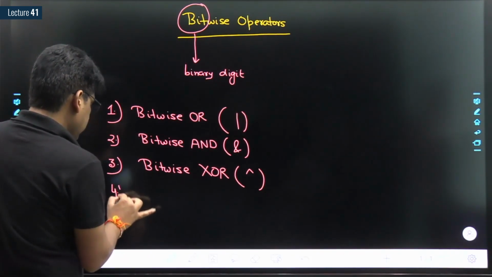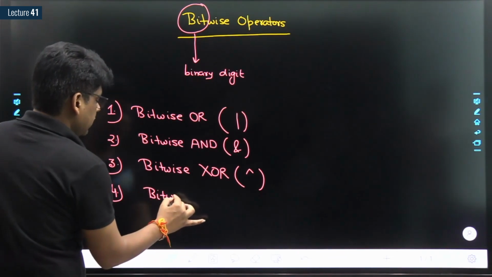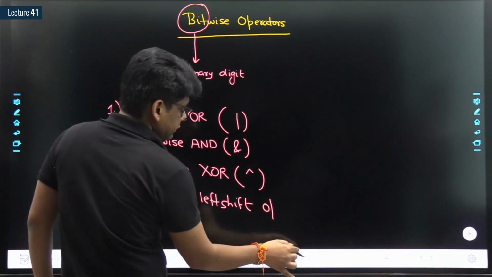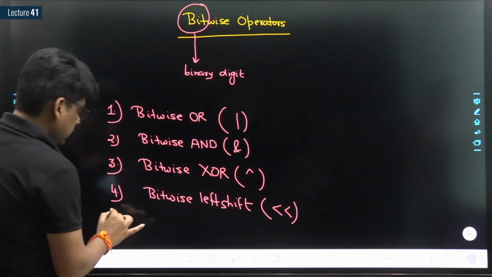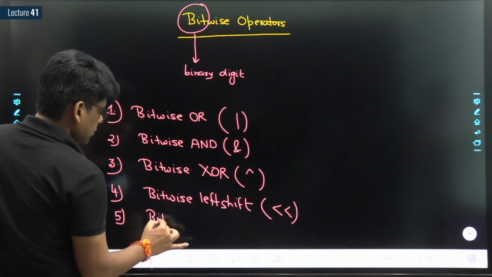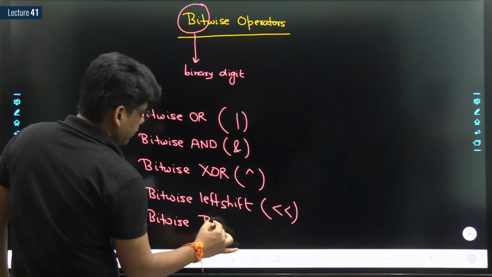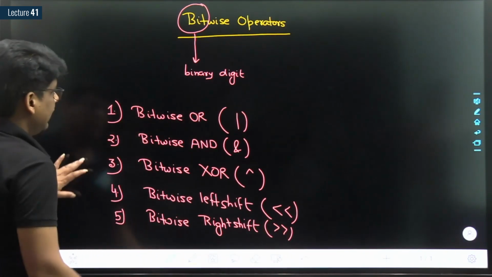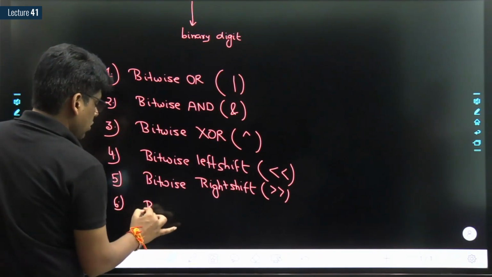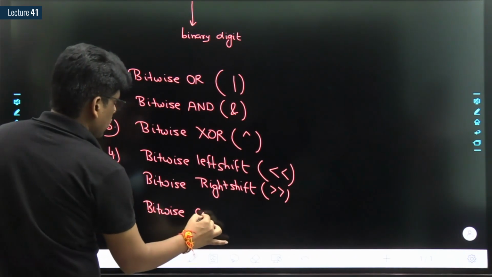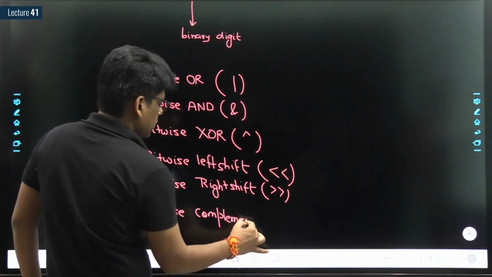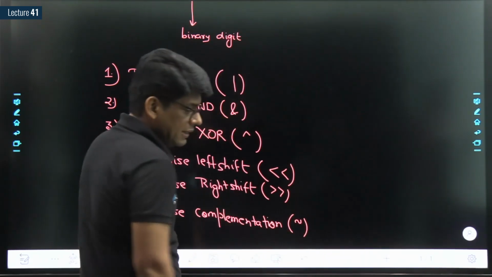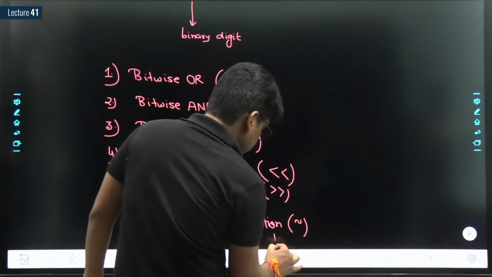Then we have the Bitwise Left Shift Operator. Then we will discuss the Bitwise Right Shift Operator. And then we have the Bitwise Complementation Operator, or you can think of it as Bitwise NOT, and the symbol is a tilde. This is a tilde symbol.